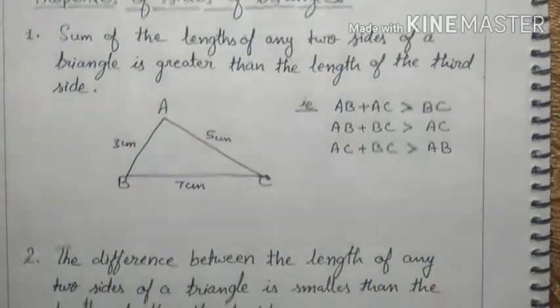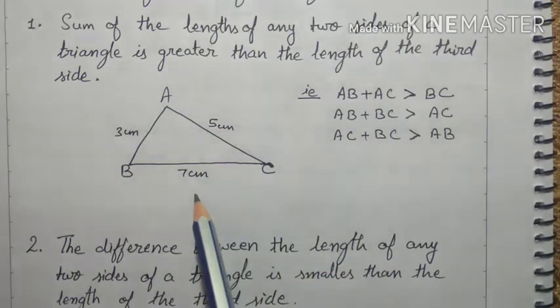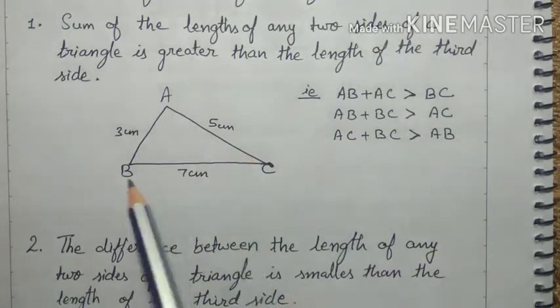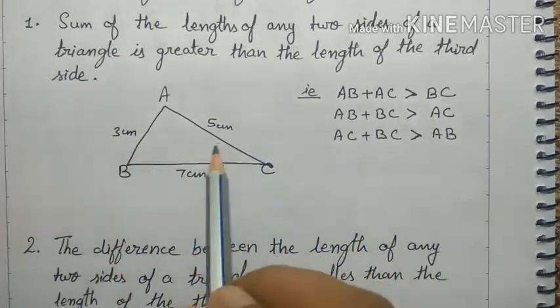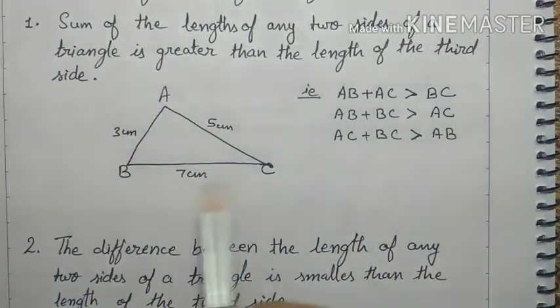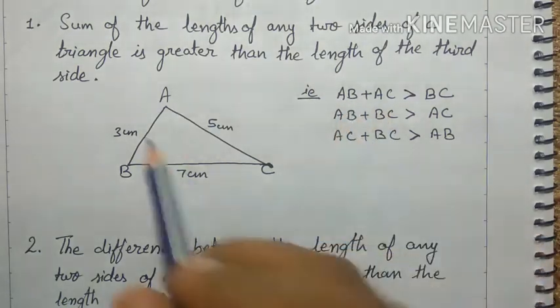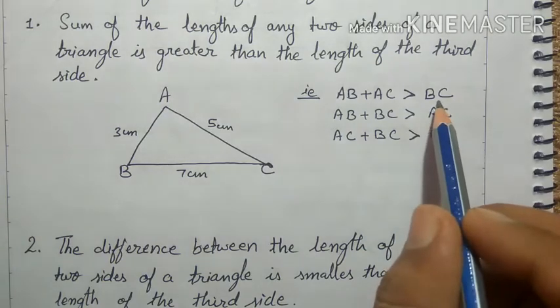For example, if this is a triangle ABC in which the three sides are AB is 3 centimeter, AC is 5 centimeter and BC is 7 centimeter. So what we have to do, we will check whether the sum of two sides is greater than the third side or not. First is AB plus AC. We have to check whether AB plus AC is greater than or less than BC.